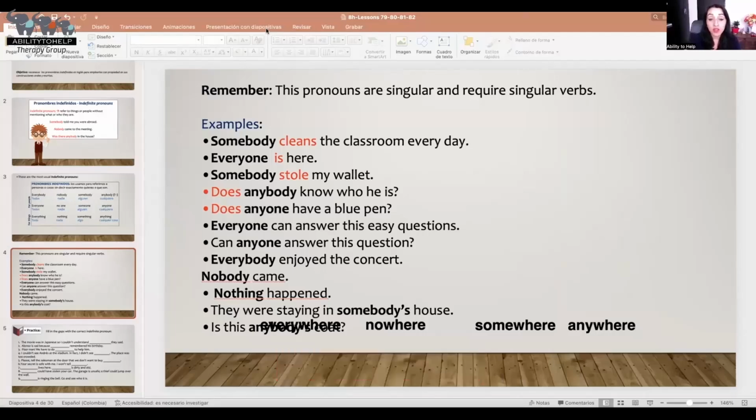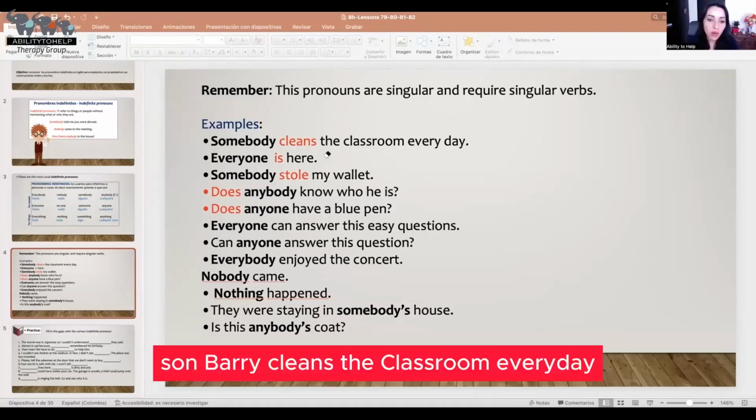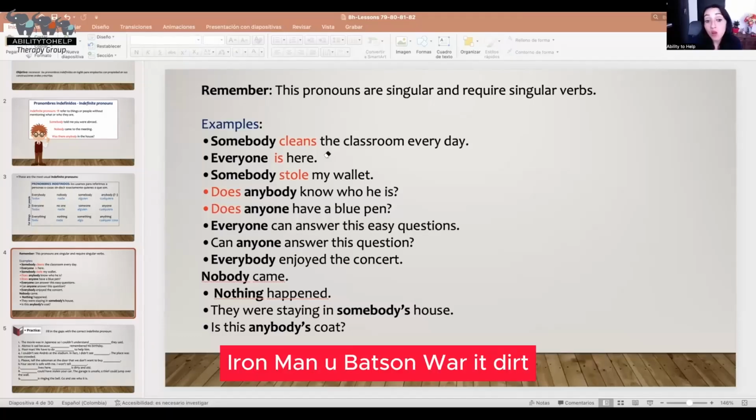How do you use this topic in real life, in simple present, with a to-be verb, with past? Somebody cleans the classroom every day. Don't forget to add the S, because an indefinite pronoun is a singular pronoun. So, read it: somebody cleans the classroom every day. I don't know who, but somebody did it.